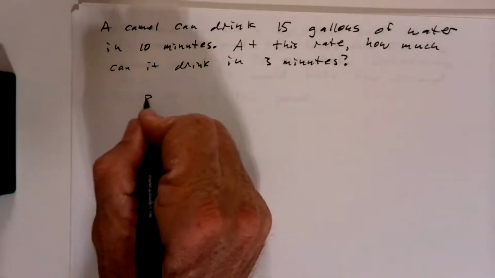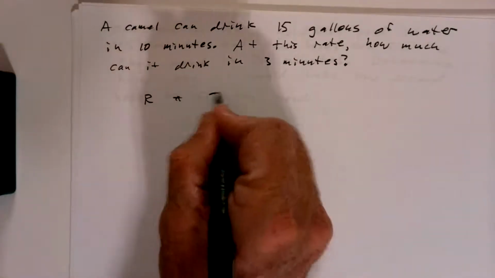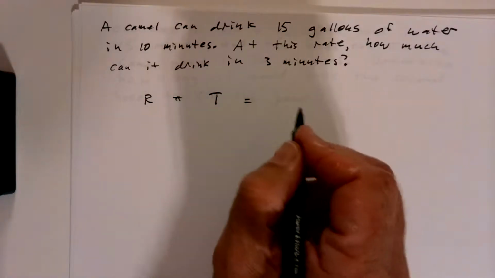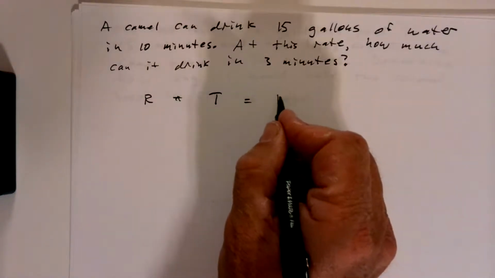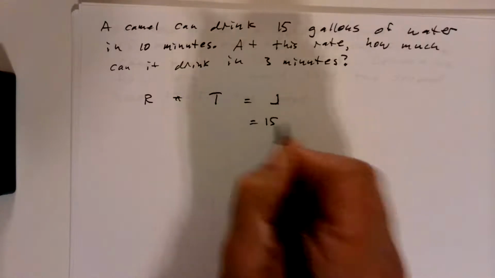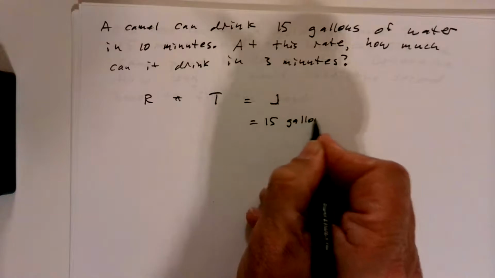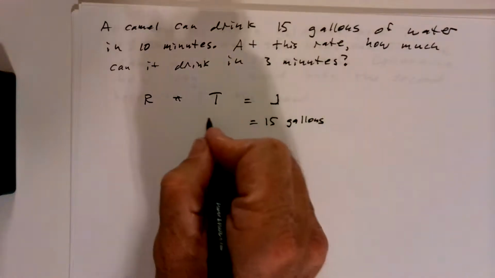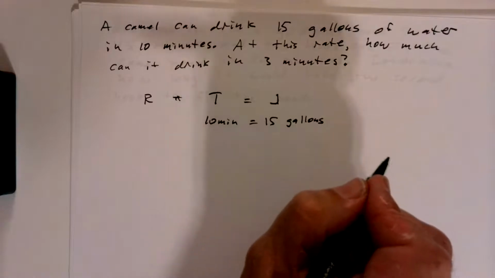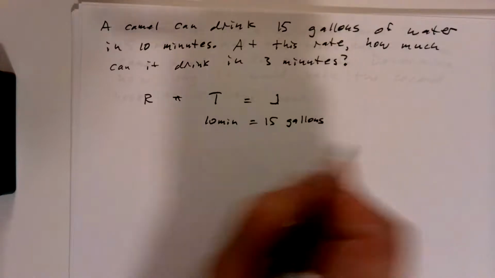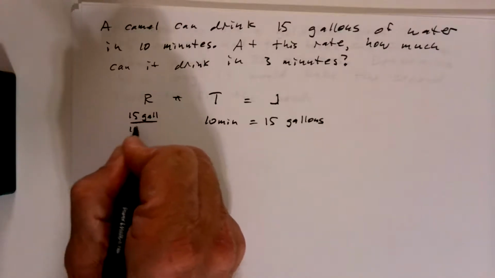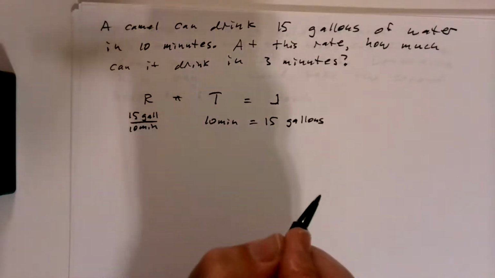Well, okay, rate times time, in a sense. So rate times time equals job. So the job here is 15 gallons, right? He can do that in 10 minutes. So how many gallons per minute is he doing? He's doing 15 gallons in 10 minutes is his rate.